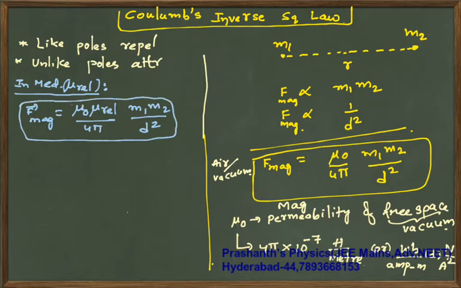Okay, right? This is your final value. For air or vacuum, this is 1. If not, you have to consider that particular value. And this formula is valid only for point dipoles. In reality, you will not have magnetic monopoles. Valid for point poles, which do not exist.